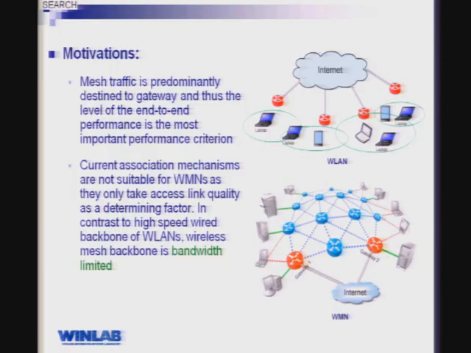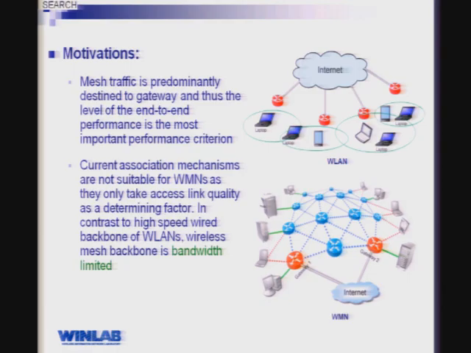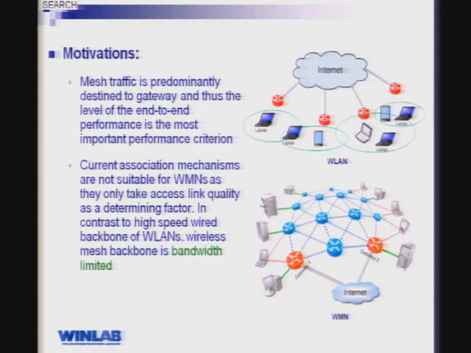Okay, so now we turn to the first part of the work: the association mechanism for wireless mesh networks. In this part, we develop an end-to-end performance-based association mechanism for wireless mesh networks. As we just mentioned, mesh traffic is predominantly destined to the gateway, and thus the level of end-to-end performance is the most important performance criterion. Current association mechanisms, originally designed for wireless LANs, are not suitable for wireless mesh networks because they only take access link quality as a considered factor. In contrast to high-speed wired backbones or wireless LANs, the wireless backbone is bandwidth limited. So it's equally important to incorporate backbone conditions into the association process.